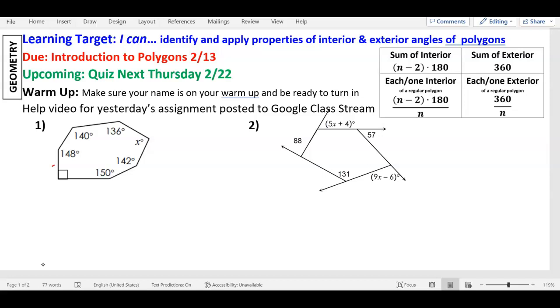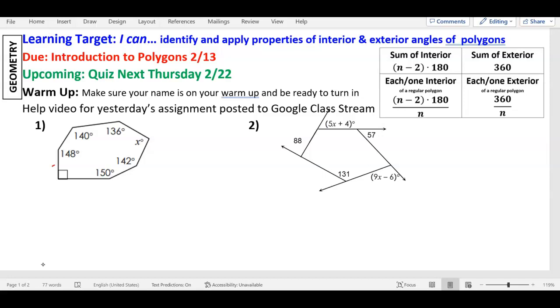So look, number one, I see a polygon and I want to solve for x. I can figure out x if I know what these all add up to, right? So here's the deal. I need to know the sum of these inside angles. Is there a way for us to find the sum of the interior angles? Yes, right? We did this yesterday and the day before. The sum of the interior angles is going to be this formula, n minus 2 times 180.